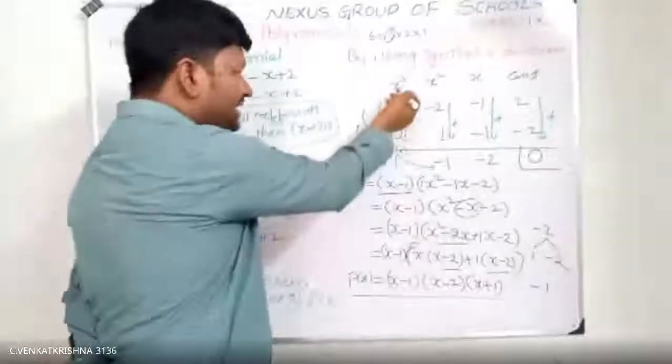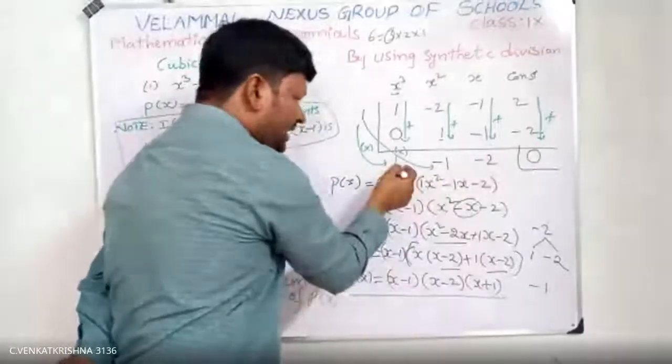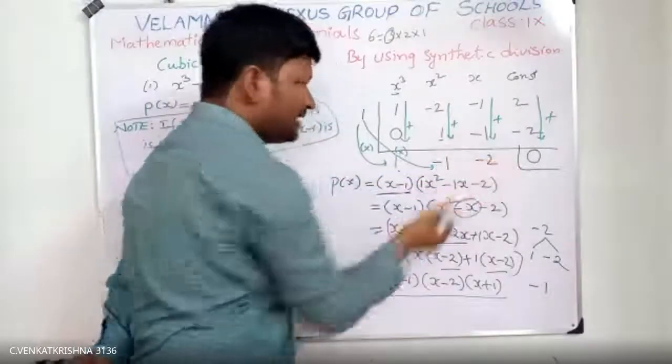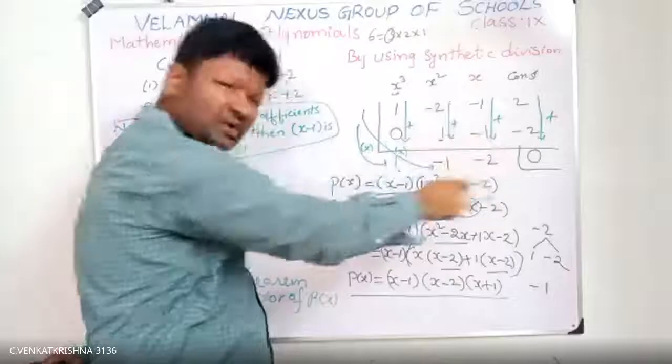Right, that's it. Here the degree is 3, so here we get 3 terms. These 3 are x squared, x, constant. In case the degree is 4, it means x cubed, x squared, x, and constant. Yes? Yes, sir. Okay, very good.